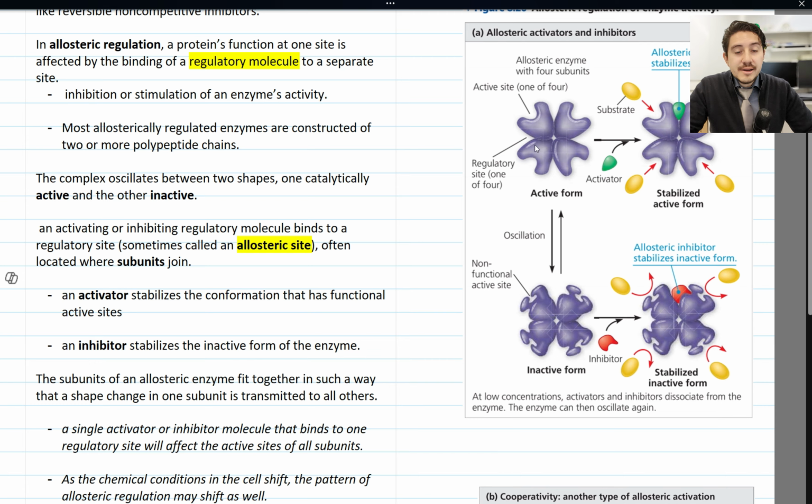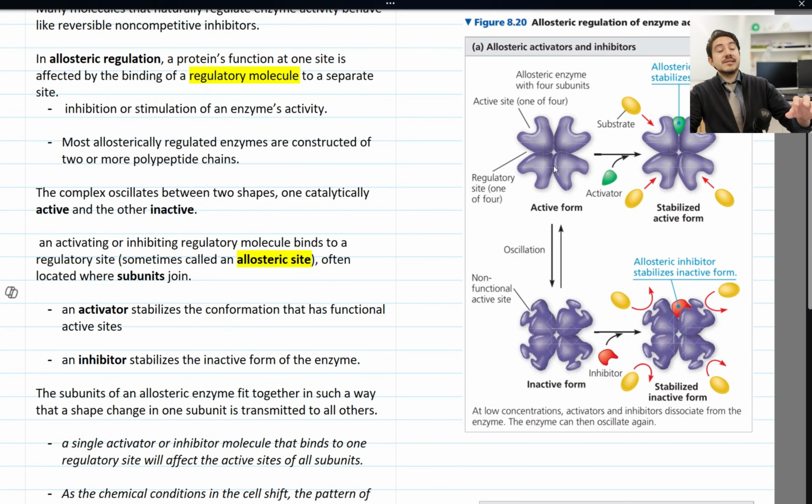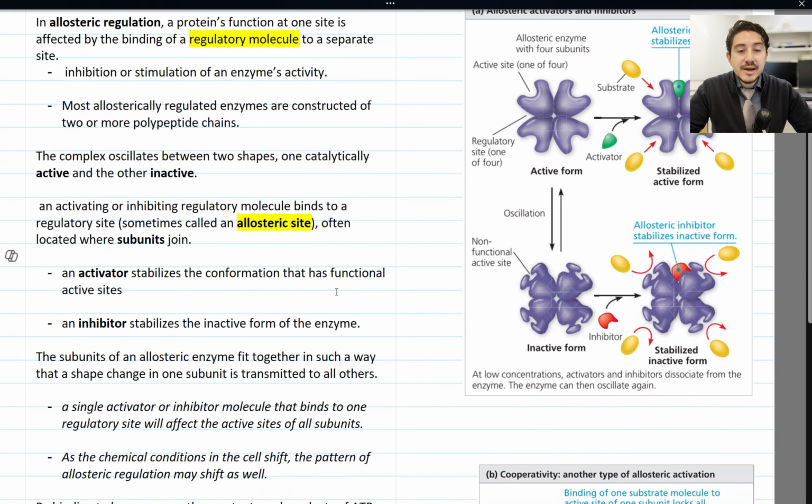Whenever you have this active form, and you want it to stay in this active form, you would have these activators or inhibitors that we're going to take a look at now. So you have an activator. An activator stabilizes the conformation to be in the active form. You have this little molecule here. It binds to those regulatory sites. And now the enzyme is in an induced state where it can collect the substrates coming in, and you can have multiple of the same substrates working for more efficiency of reactions to occur.